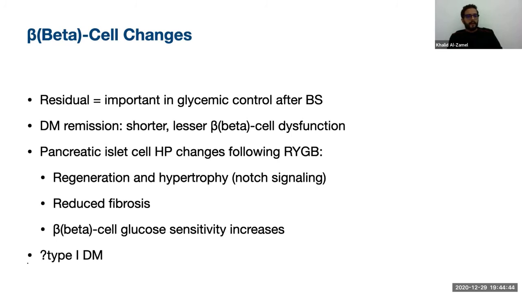The pancreatic islet cell histopathology changes after Roux-en-Y, for example. There will be a regeneration and hypertrophy, notch signaling, which is a cell-to-cell signaling leading to cell protection and repair. There will be reduced fibrosis. And last but not least, beta cell glucose sensitivity will increase. The effect in type 1 is somehow controversial because there is a small report about few patients who improved after bariatric surgery despite having less beta cell residual mass.